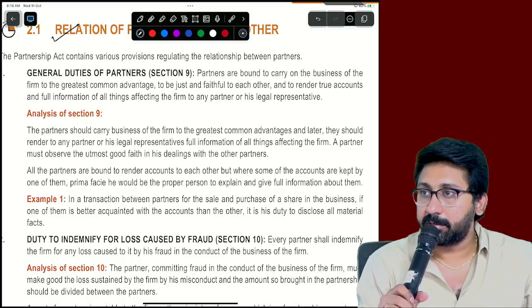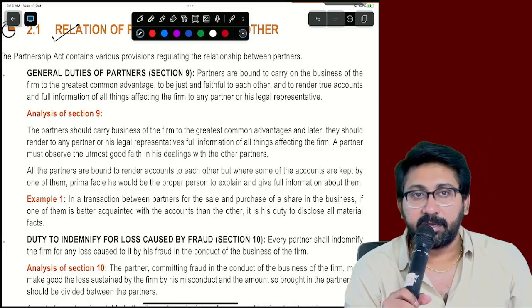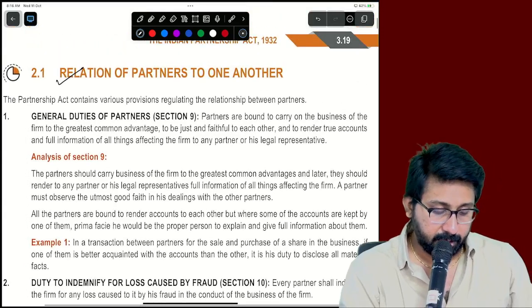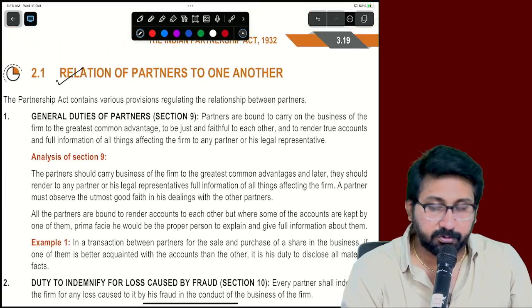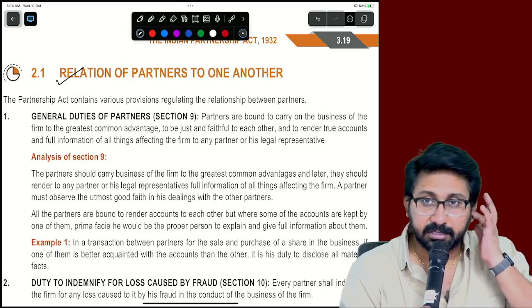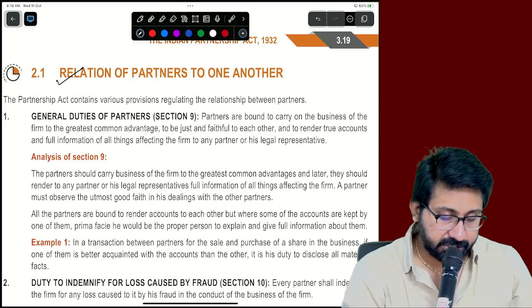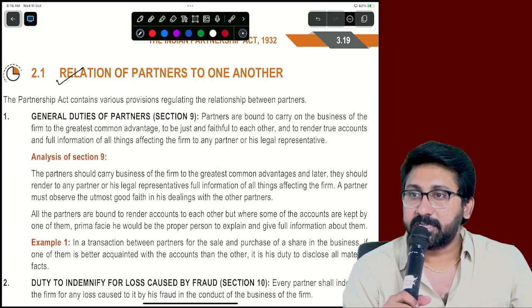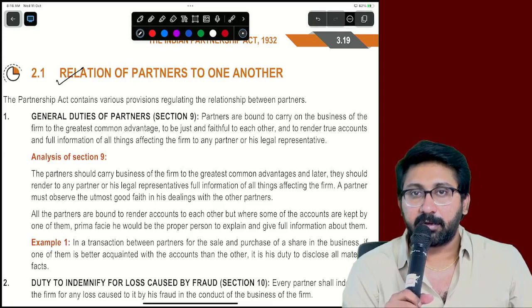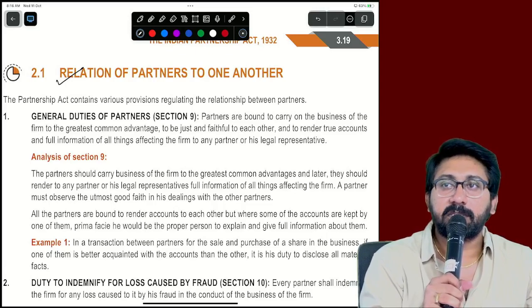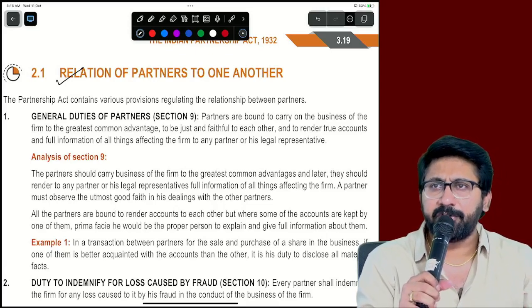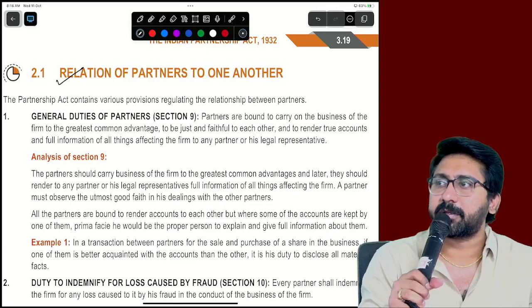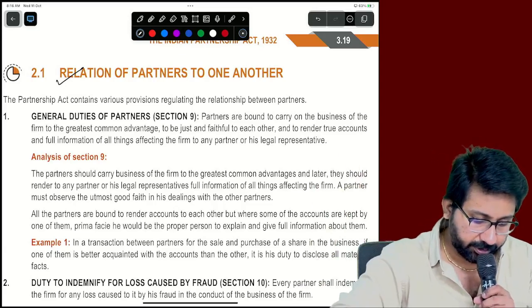Shall we begin? What is the section? Section number 9. See there. Relations of partners to one another. In that, section number 9, general duties of a partner. What is the first one? General duties of a partner. What a partner generally has a duty to do, each and every partner, this is applicable. What are the duties of the partners? Let us read what it is.